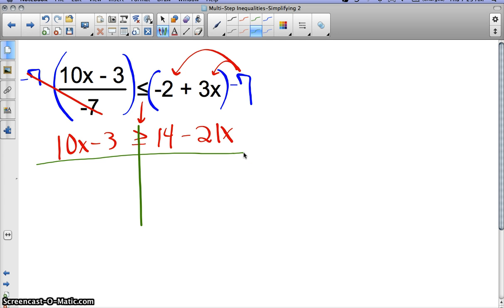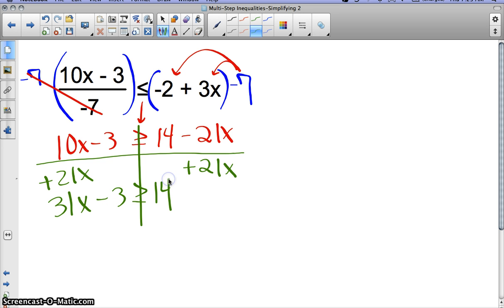Alright, which side has more x's, left or right? Well, let's say 10x is greater than negative 21, so we're going to add 21x to both sides. So we end up with 31x minus 3 is greater than or equal to 14. Some people are freaking out at this point saying, oh my gosh, this isn't going to come out nice. That's okay. Don't worry about it. Since we're graphing inequalities, we can put whatever number we want on our number line.